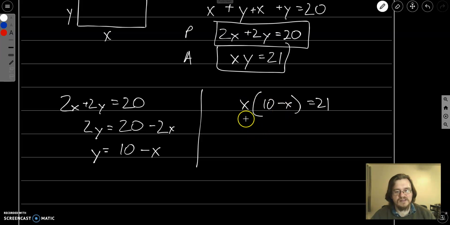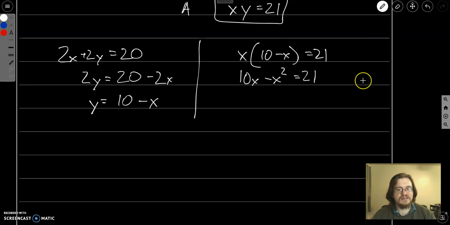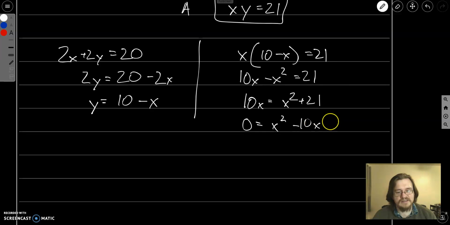So if we multiply these together, x times 10 is going to be 10x. x times negative x is going to be negative x squared. And because I like things positive, I'm going to move the x squared to this side. So I'll add x squared to both sides, so this will be x squared plus 21. And then I'll subtract 10x from both sides. And we'll have 0 is equal to x squared minus 10x plus 21. So I've just moved everything to the other side.